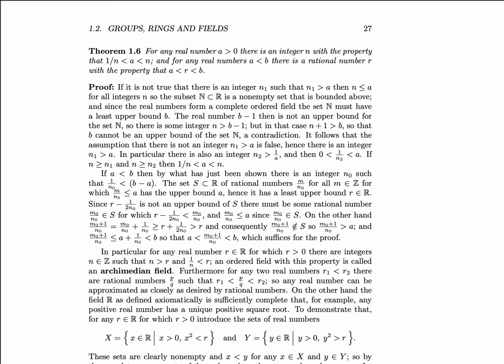By taking the reciprocals of these, we get that 0 is less than 1 over n2 is less than a. And if n is greater than n1 and n is greater than n2, then we have that 1 over n is less than a is less than n.